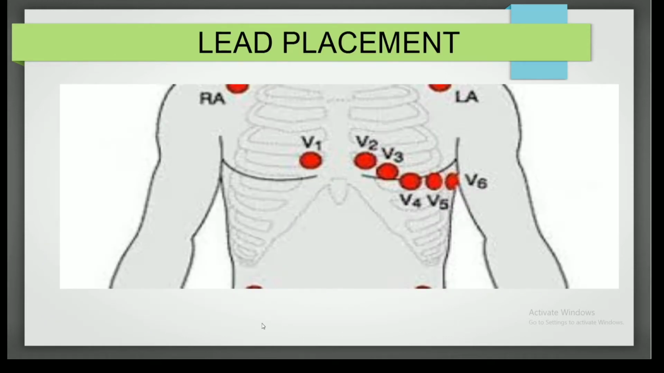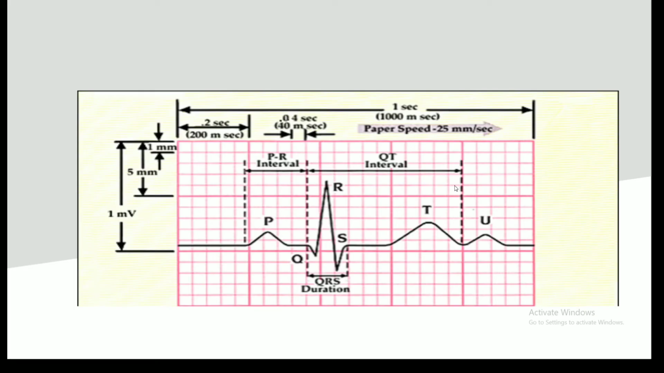This is the lead placement. Here this is V1 on the right side, and V2 on the left side, V3, V4 beneath the nipple, V5 and V6. Then it is a graphical representation of an ECG. You can see here.